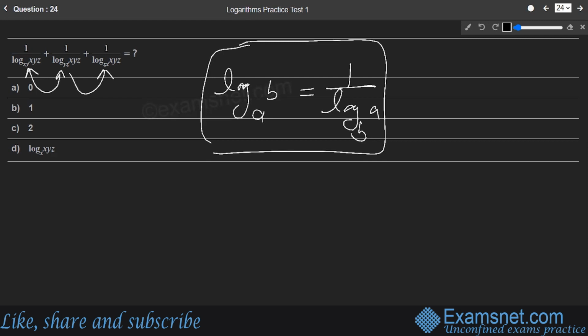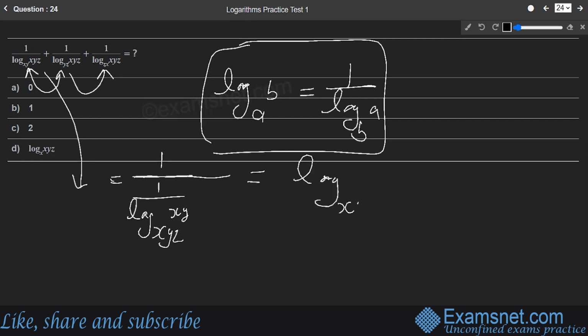So let us try to see this. What will happen with the first one? If you take the multiplicative inverse, this will become 1 upon 1 over log. The base and number will be interchanged, so it will become log xyz, xy. Base and number have interchanged, and the whole expression has gone in 1 upon, which is nothing but simply log xyz, xy. So this will be the first term.